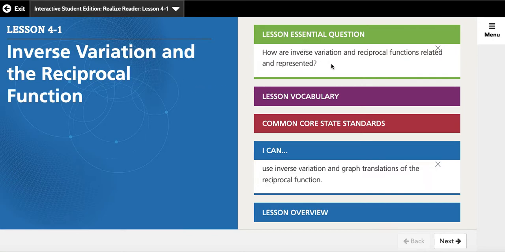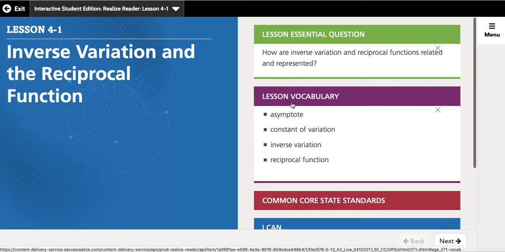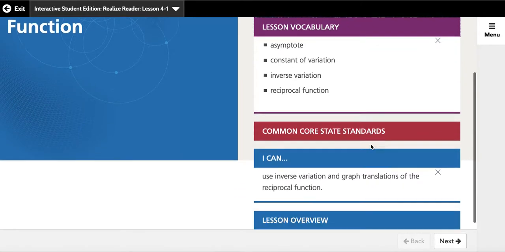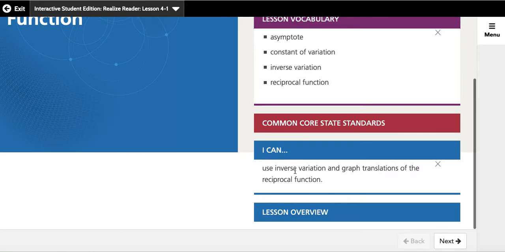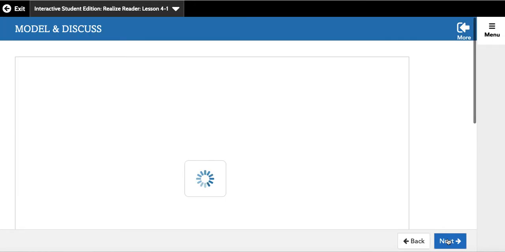The essential question: how are inverse variation and reciprocal functions related and represented? For vocab, we have asymptote, constant of variation, inverse variation, and reciprocal function. In the end, you are going to be able to use the inverse variation and graph translations of the reciprocal function. Let's take a look at the first example.